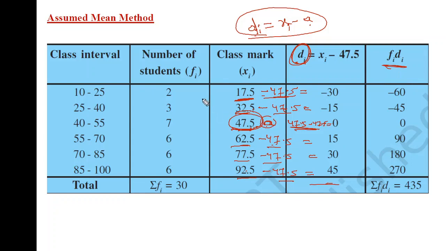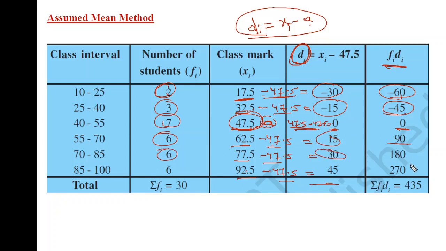Okay, so you see fi is your 2, di is your minus 30. So 2 into minus 30 is your minus 60. Very simple. 3 into minus 15 is equal to minus 45. 7 into 0, look, 7 into 0 will be 0. 6 into 15, 90. Now 6 into 30 will be 180. 6 into 45 will be equal to 240. Okay, now we have found fi di.